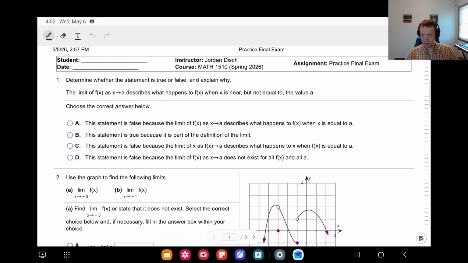I'm going to spend this time working through the practice final exam. So I've got a version printed here. Let's walk through it.